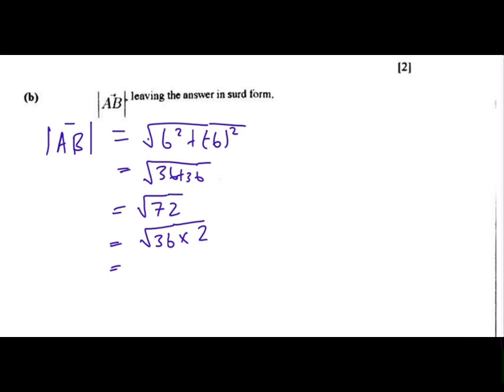So we can also rewrite it as square root of 36, which gives us 6, and square root of 2 is just root 2, so it will be 6 root 2.